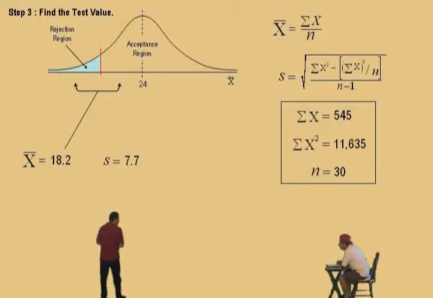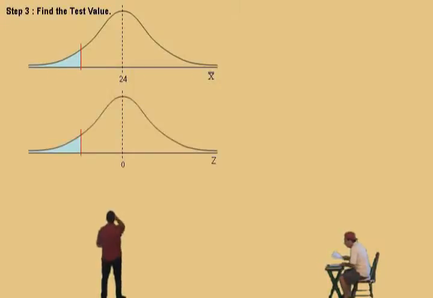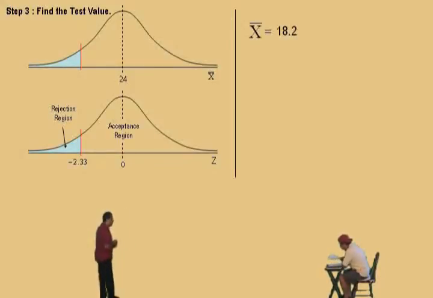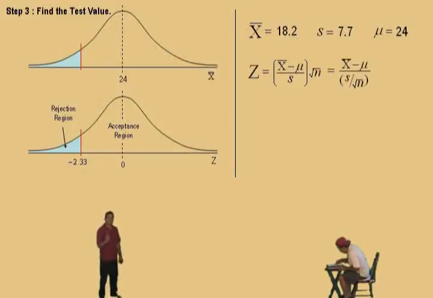Okay, so here we go. We're going to find our test value. Everything's translated to z-values. Remember, the middle is our acceptance region. The tail is a rejection region, Charlie. Critical value, negative 2.33. Our sample mean is 18.2. Our sample standard deviation is 7.7. Our population mean, mu, is assumed to be 24 for this problem. And there's our z formula for translating that x bar value, our sample mean, to a z.